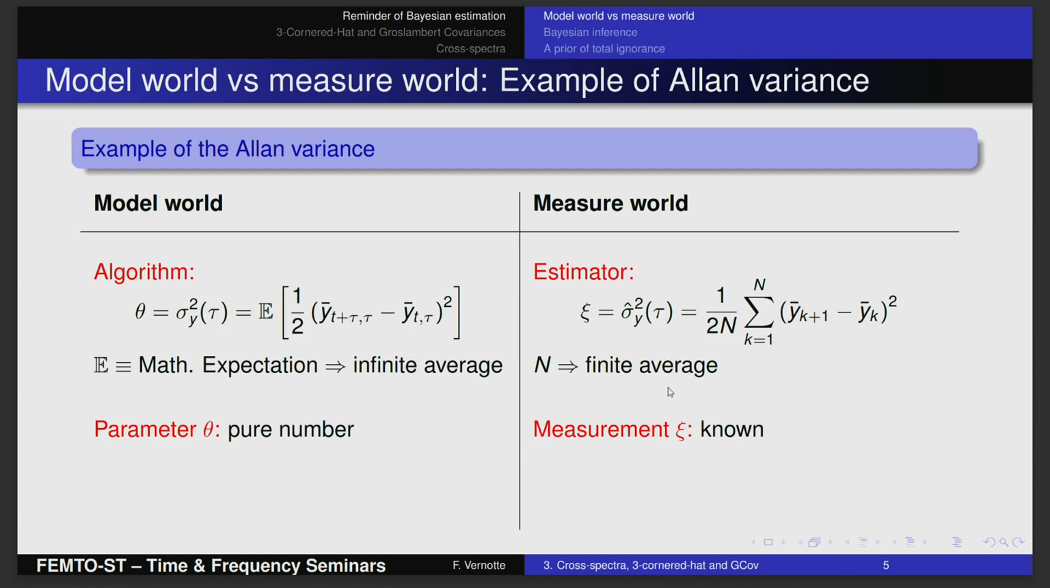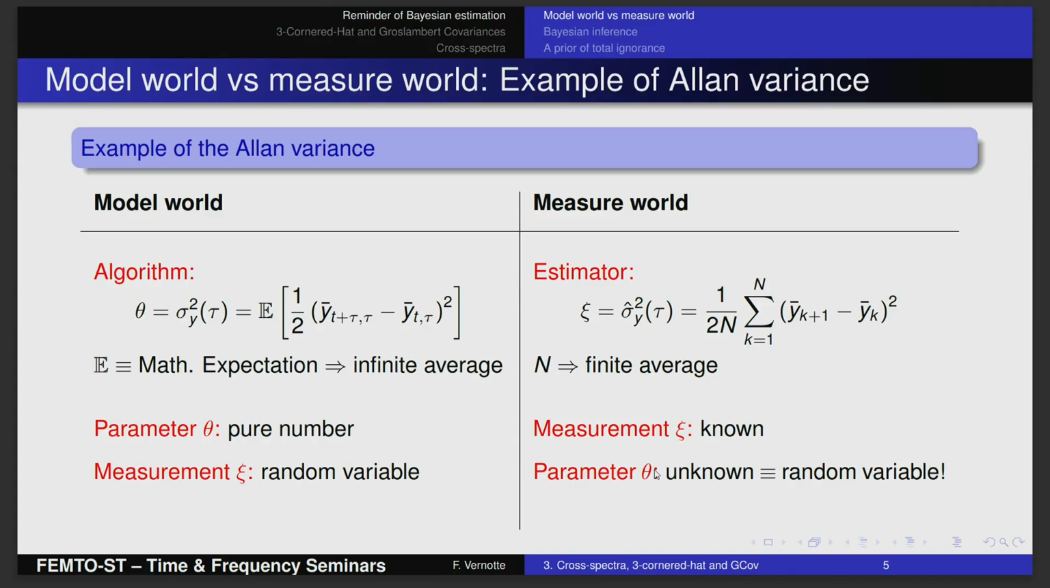So this finite average is an image of the mathematical expectation, but if you are in the model world, it's basically a random variable. But if you are in the measure world, in our world, you know what the measurement was. This one is known, but you don't know the parameter, and you have to know it because it's the parameter that we are searching for. But since we want to get a confidence interval around this parameter, we will consider it as a random variable, even if in the model world it's a pure number.